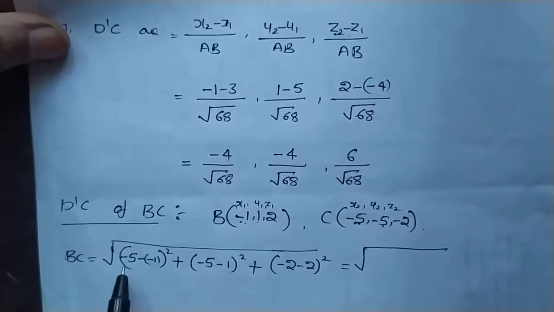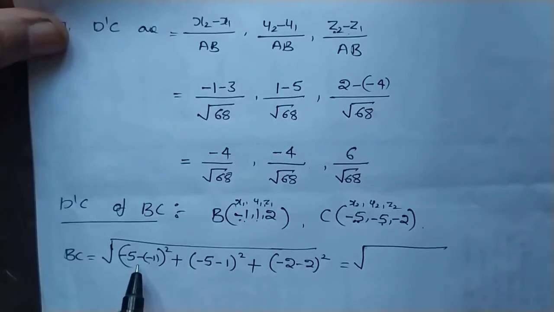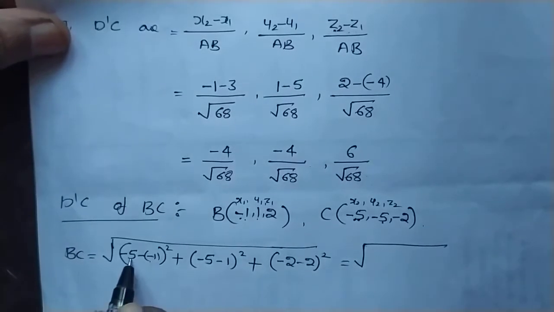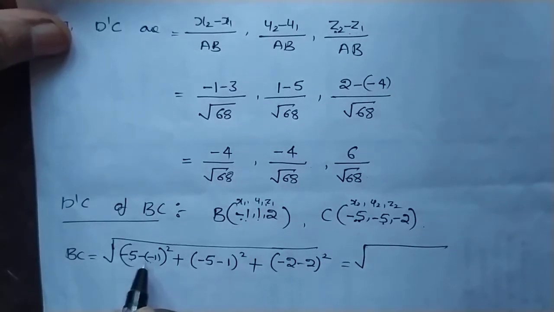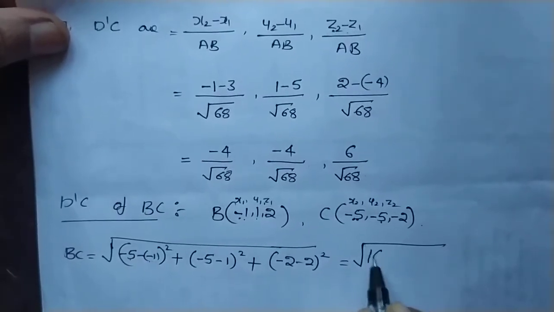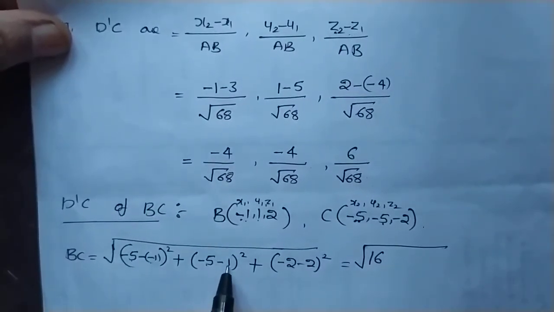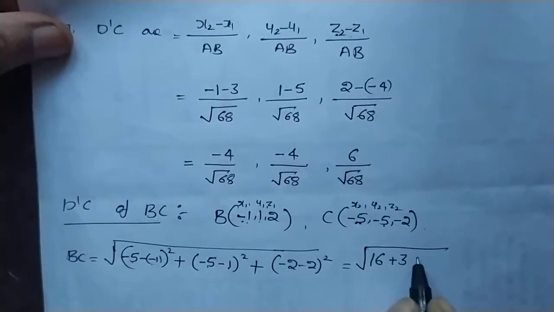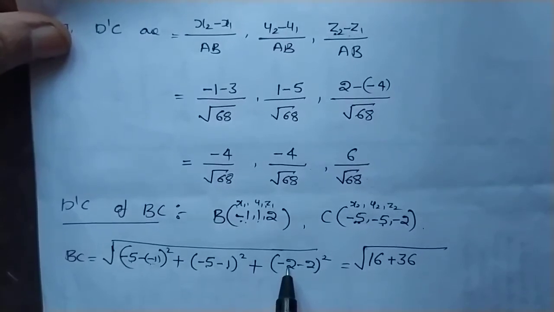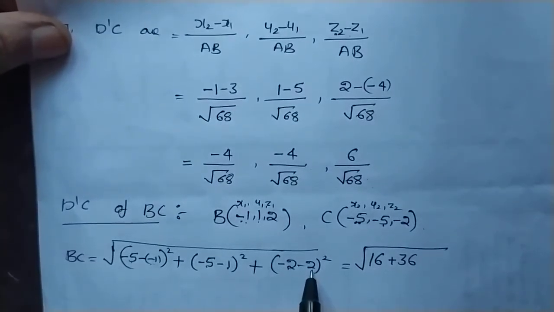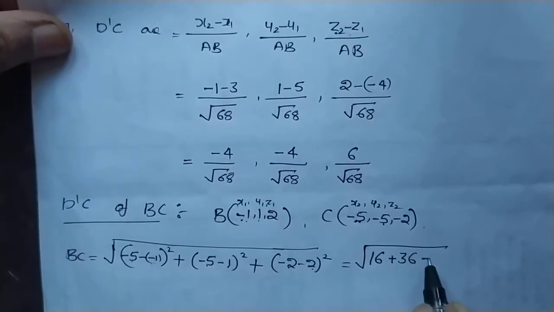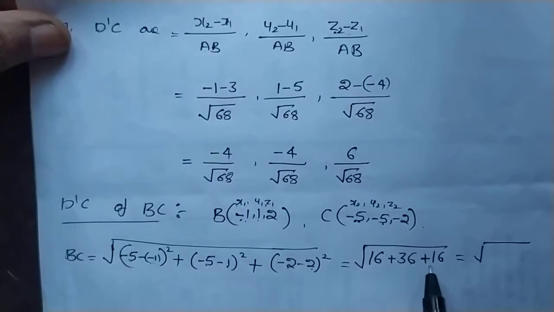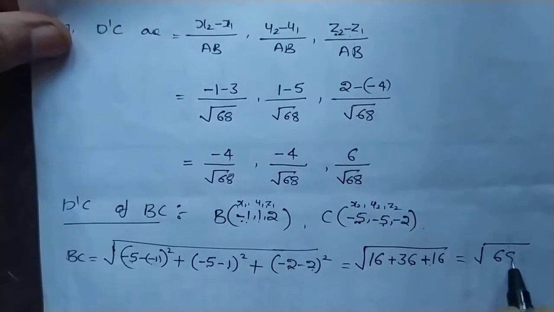Simplifying: minus 5 minus of minus 1 is minus 5 plus 1, which is minus 4. Minus 4 whole square is 16. Next, minus 5 minus 1 is minus 6, and minus 6 whole square is 36. Next, minus 2 minus 2 is minus 4, and minus 4 whole square is 16. So 16 plus 36 plus 16 gives BC equals square root of 68.